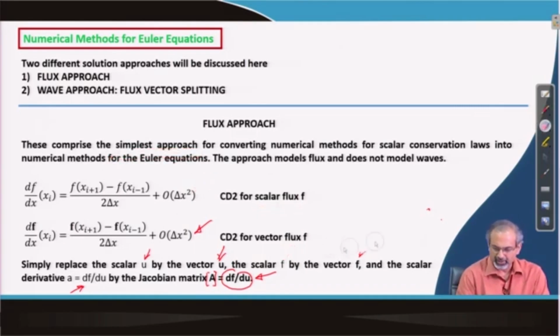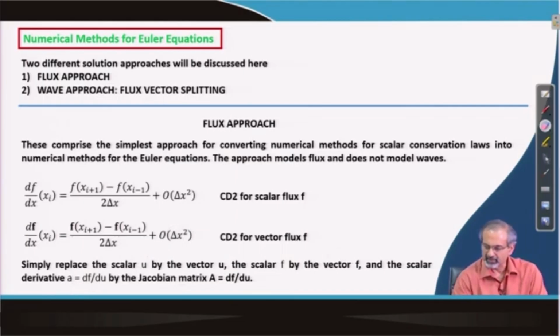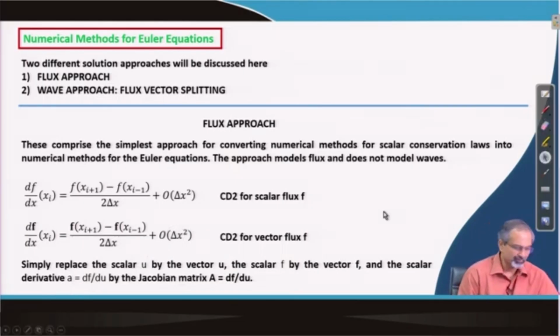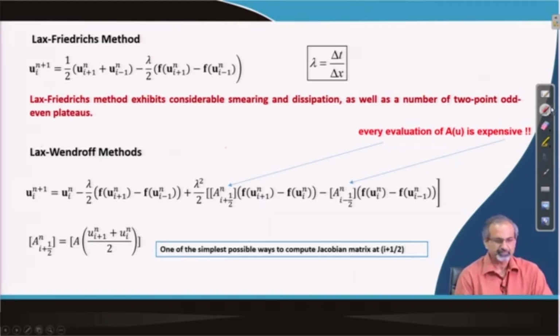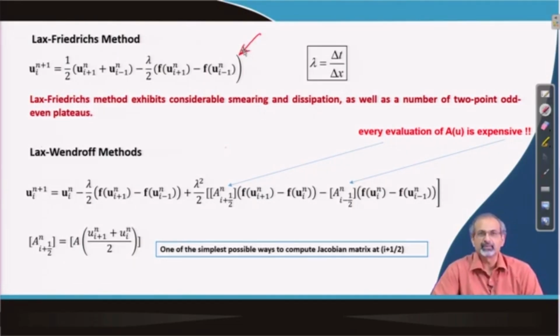We will just try to elaborate on it and look at a few schemes in this domain, some of which we have already studied earlier. So, the Lax-Friedrichs method, when it is applied to the Euler equation, would take up a form like this. A good exercise to do at home would be to try deriving this form yourself, because you are aware of the Lax-Friedrichs method as applicable to scalar conservation laws, especially the linear advection equation.